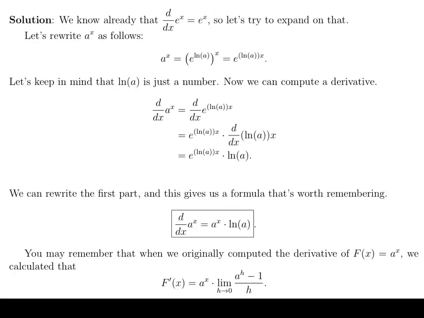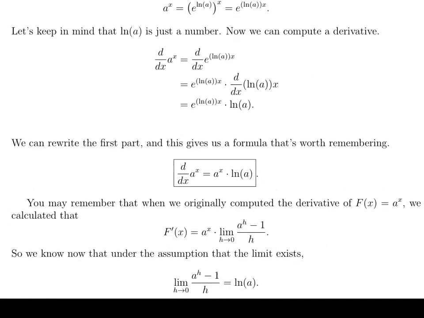Now, just to remind you, way back in the last chapter, we actually computed the derivative of a to the x, and we calculated that the derivative of a to the x is a to the x multiplied by the limit as h goes to 0 of a to the h minus 1 all over h. Might be worth going back and looking at that calculation and seeing how we use the definition of the limit to make this computation. So what we've shown now actually is that the number that we get out here has to be the same as this limit. So under the assumption that this limit exists, which by the way we haven't actually proven, what we have shown is that if the limit exists, then it needs to equal log of a.